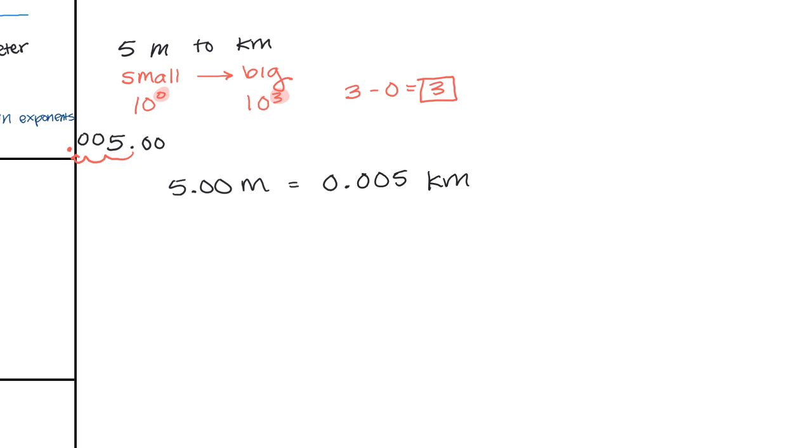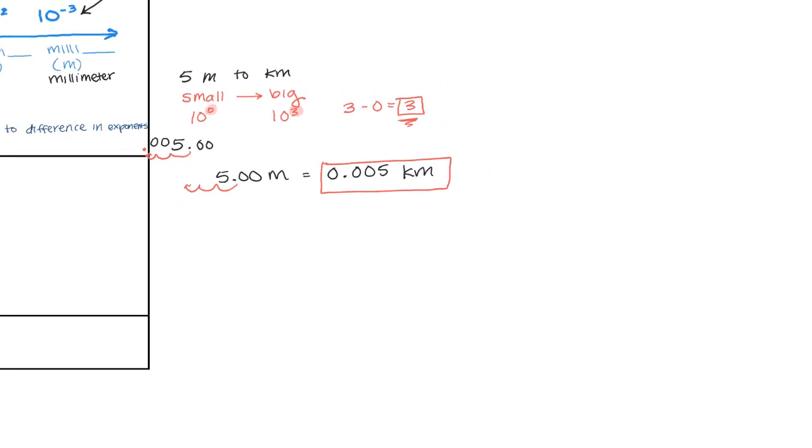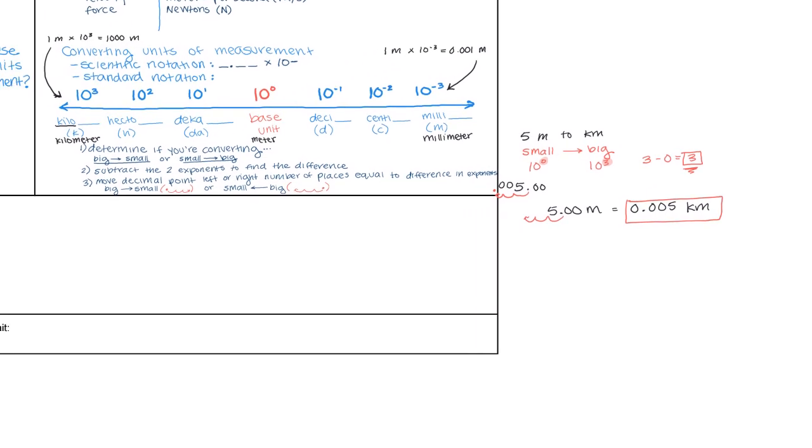So again, we took that decimal place from 5, we moved it 3 places according to this difference here to get our final answer of 0.005 kilometers. That's just our example here. So again, hopefully you all had a little bit of space to write that example next to those steps there, but I did want to show you an example for how you would use those steps to convert between units of measurement.